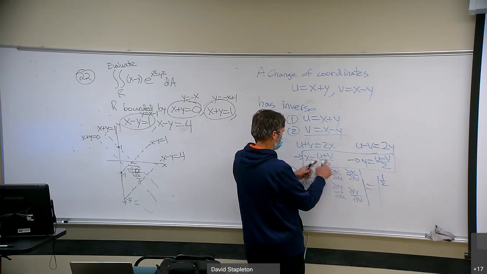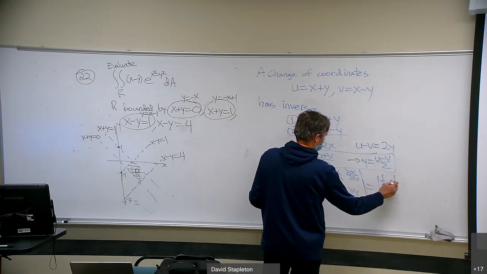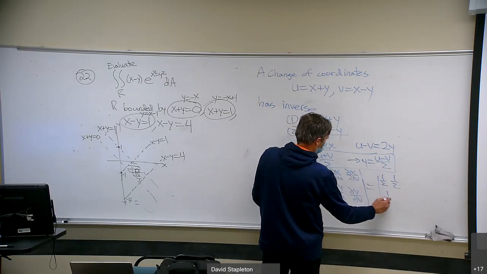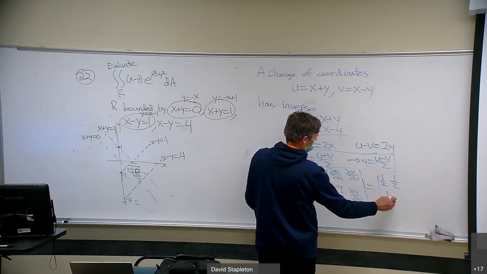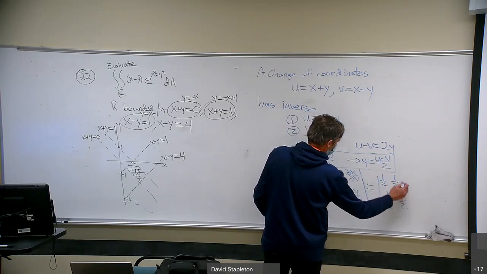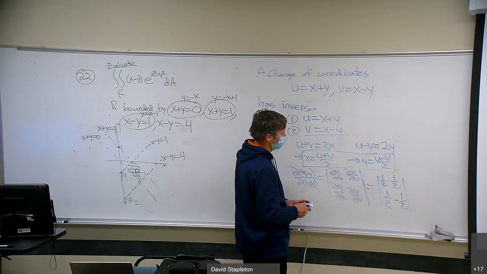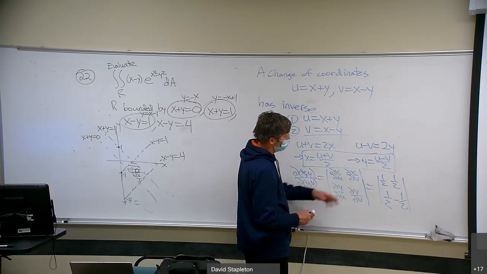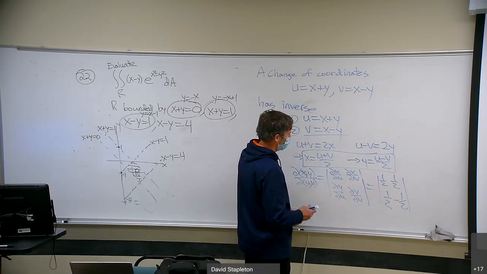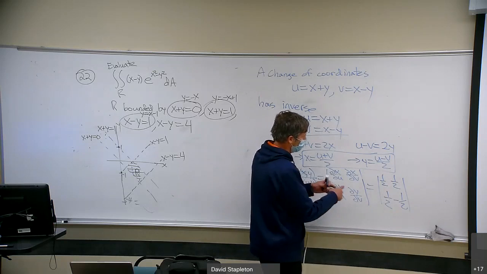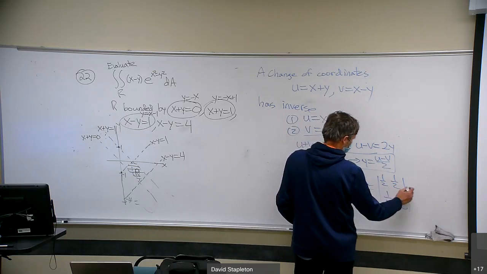Partial of x with respect to v, right? 1/2 u has derivative 0, 1/2 v has derivative 1/2. Partial of y with respect to u is 1/2, but partial of y with respect to v is minus 1/2. So there's the Jacobian, this matrix. And it comes out a matrix of constants only because it's a linear transformation. For nonlinear transformations, there are variables in there, and the value of the Jacobian depends on what points you're at, but still locally it gives you the right magnification factor.